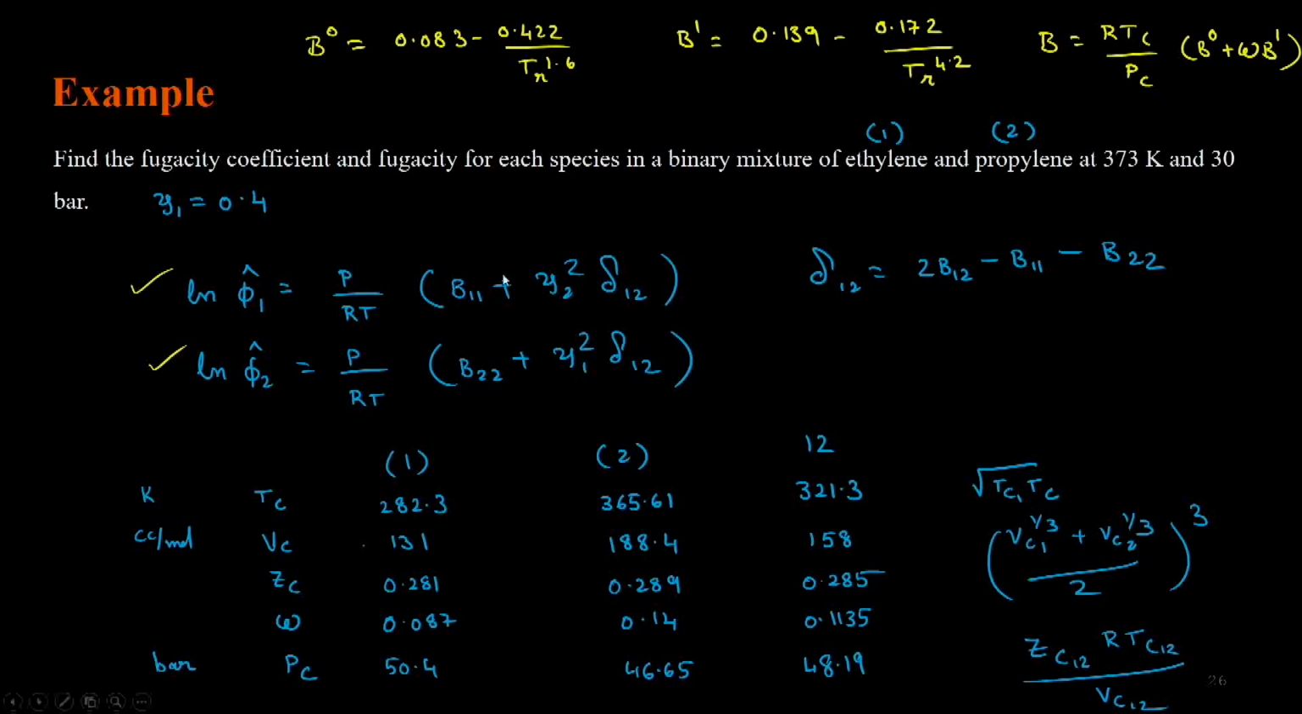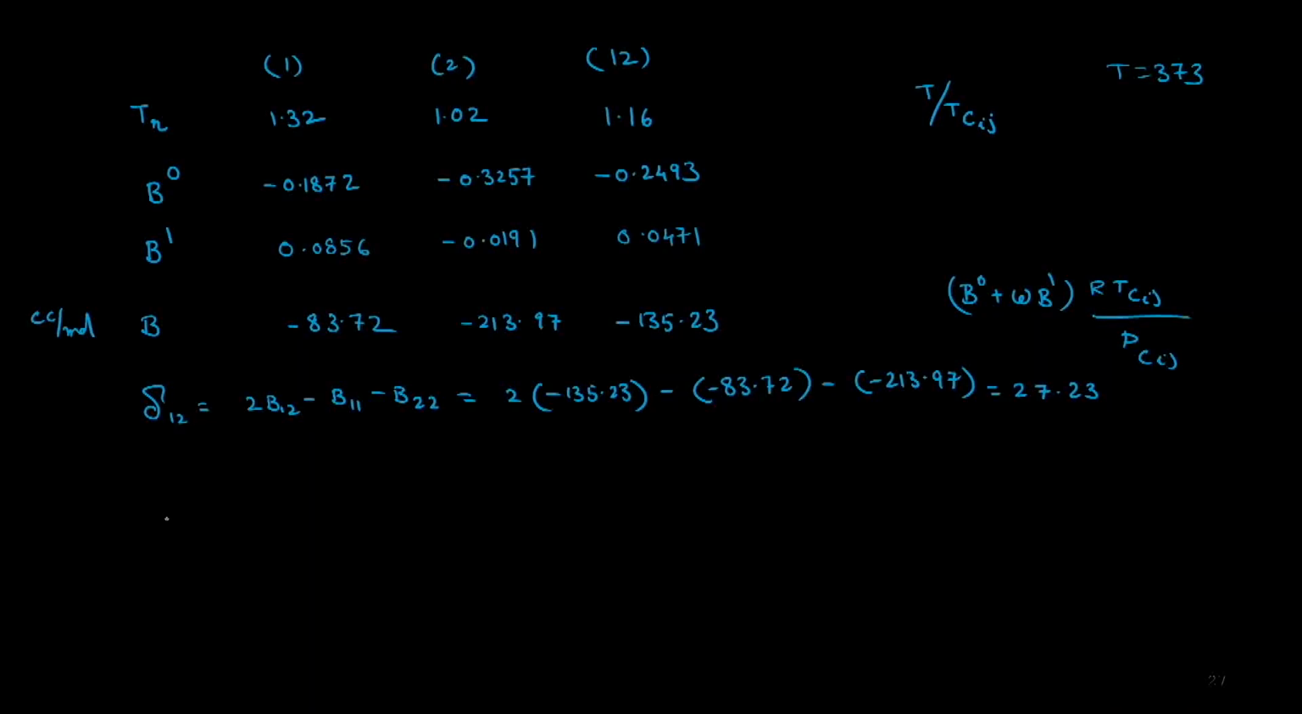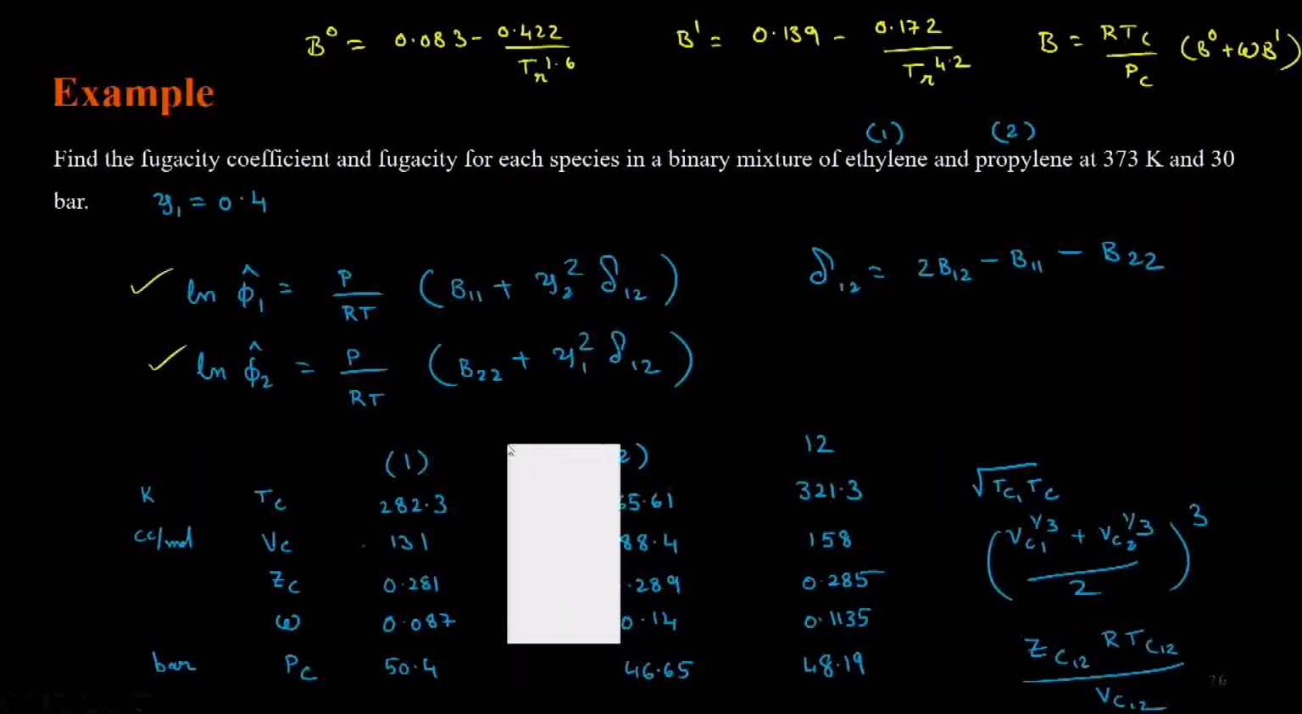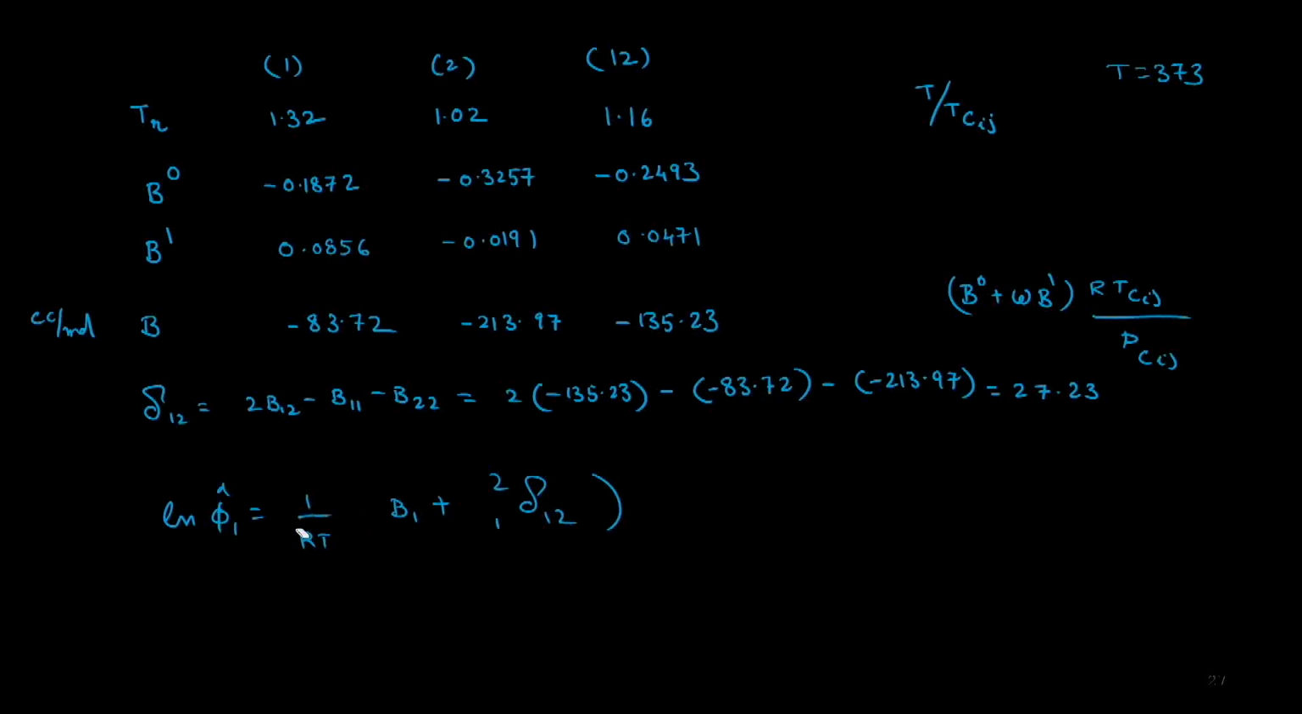Now I have B11, delta 12, P over RT, right? So ln phi1 hat is going to be P over RT times B11 plus Y2 square delta 12. I'm sorry, Y1 square delta 12, right? No, it's Y2 square delta 12. So once I have all those quantities, I can write ln phi1 hat is going to be P over RT, B11 plus Y2 square delta 12.